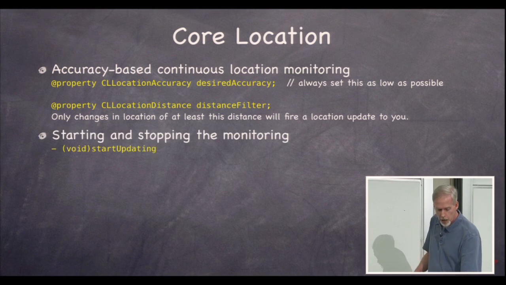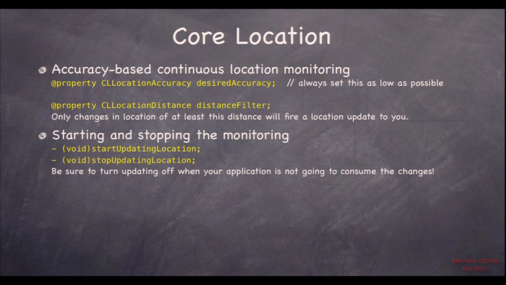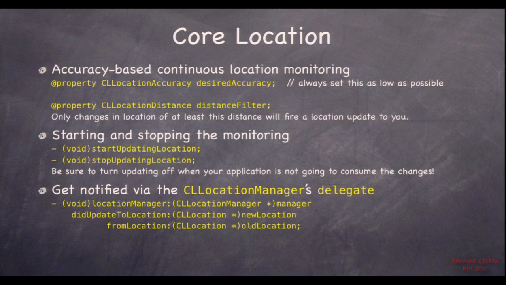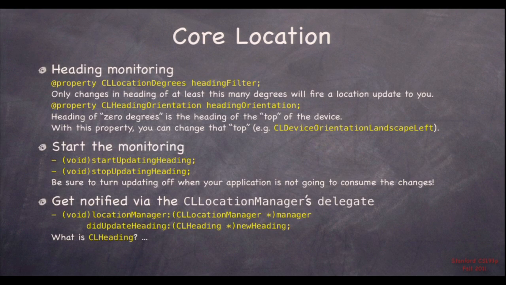So you set these. And then you just call start updating location on the CL location manager, and it will start sending messages to your delegates. And this is the main method that it's going to send, which is location manager did update to location from location. It's going to send you a new CL location object. It'll also send you the last one that it sent you so that you can track what the user is doing. It's really quite simple to use. The delegate has other things, and we'll talk about those in a moment.